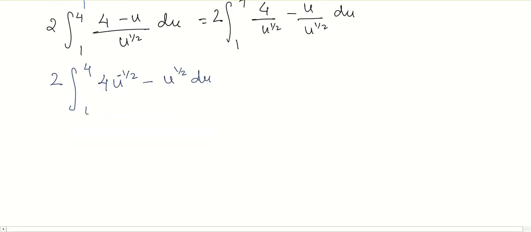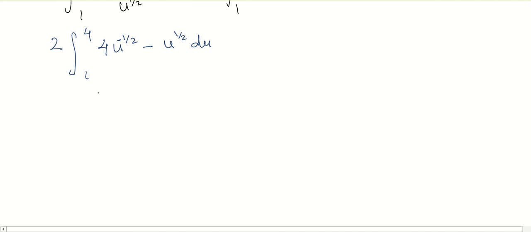Now it's going to be very simple, easy for you to integrate. You have 4 and u to the power of minus 1 by 2, so minus 1 by 2 plus 1. You'll divide this 4 and u by the power of 1 by 2, that is minus 1 by 2 plus 1. Similarly, you will have u to the power of 1 by 2 plus 1, and divide that also by 1 by 2 plus 1.